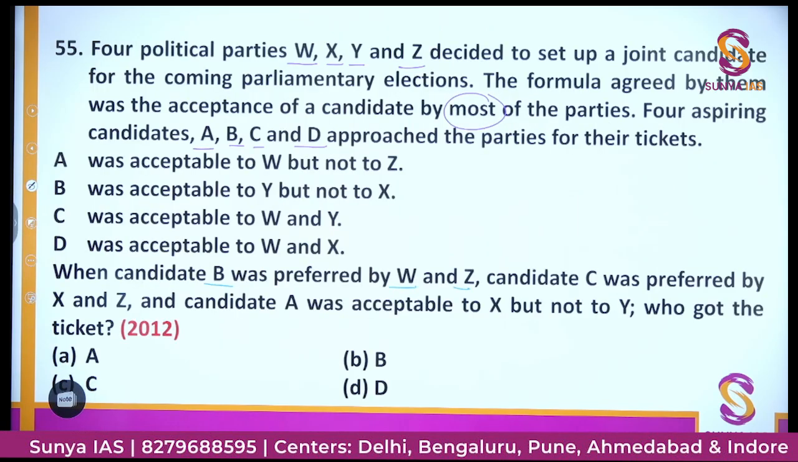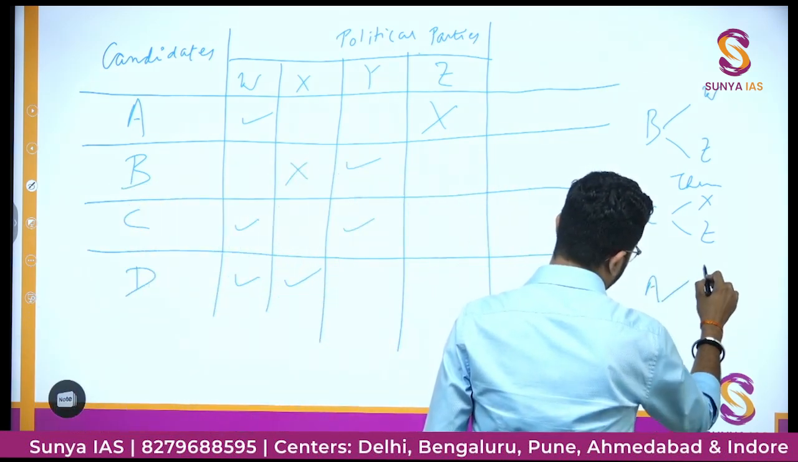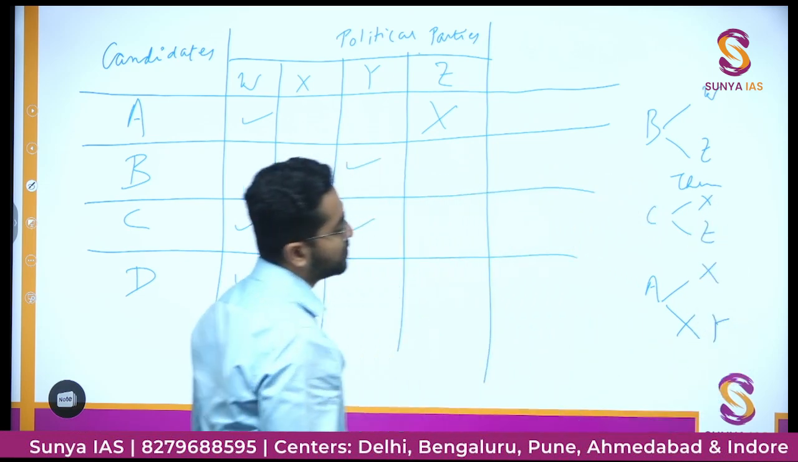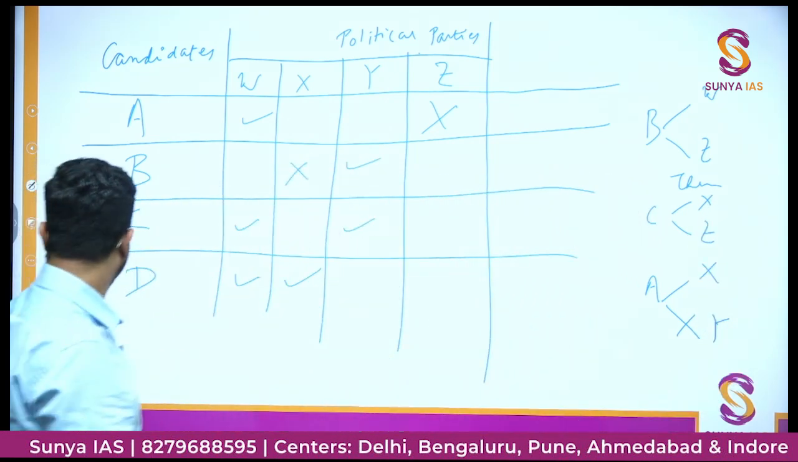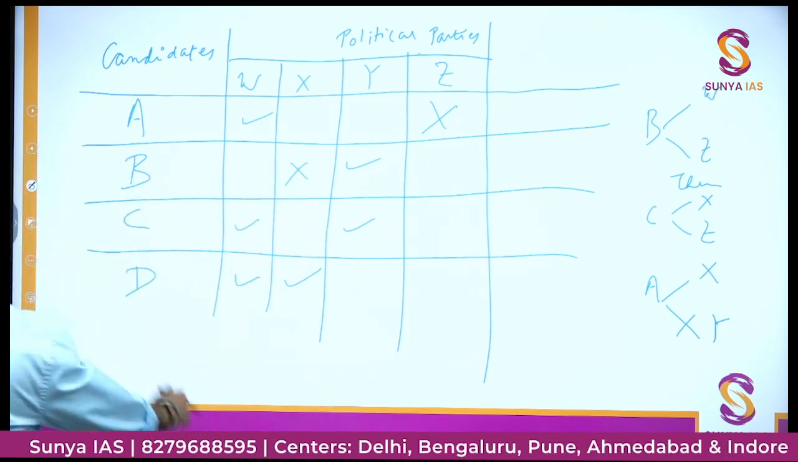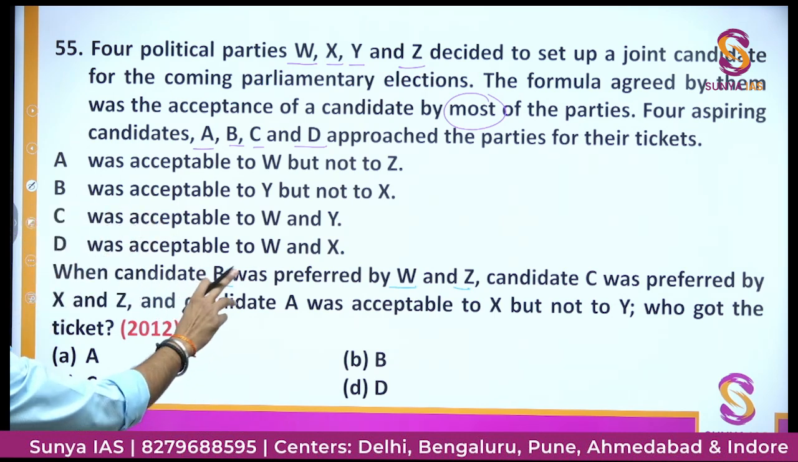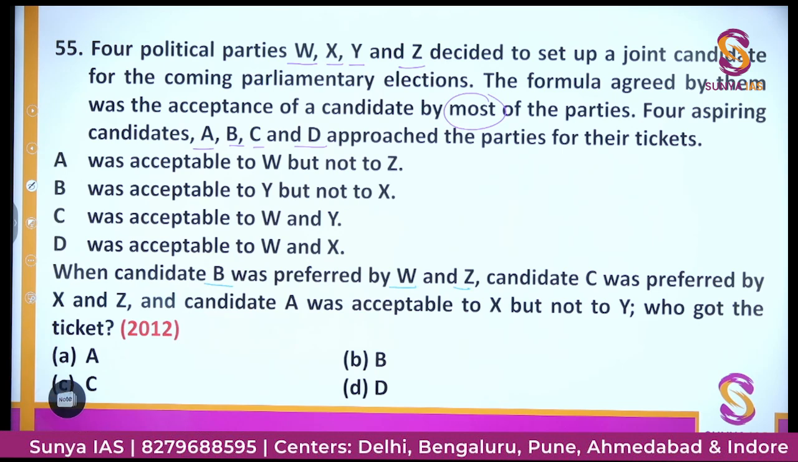Very nice. And candidate A was acceptable to X but not to Y. ठीक है. So this condition is given कि candidate A was acceptable to X but not to Y. So when candidate B was preferred by W and Z, candidate C was preferred by X and Z, and candidate A was acceptable to X but not to Y. Who got the ticket? ये हमें पता करना है.